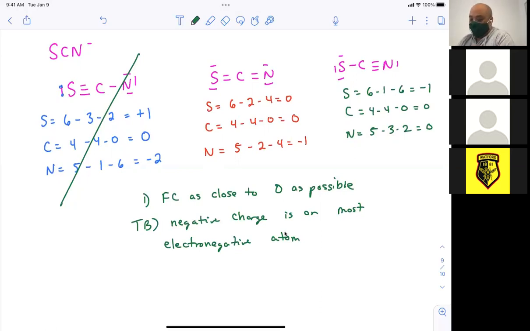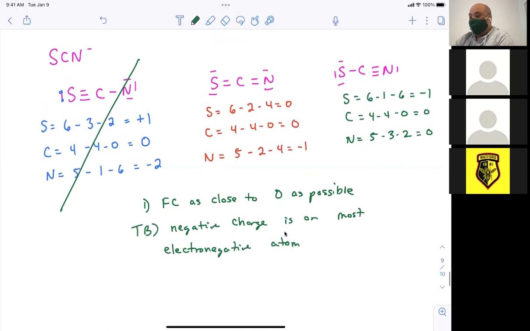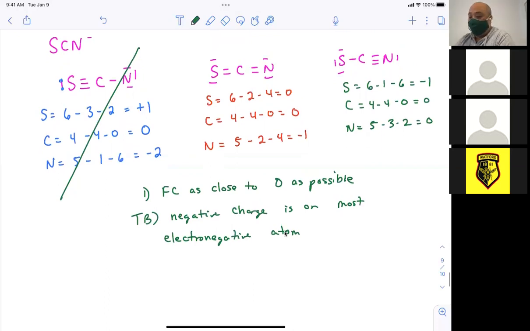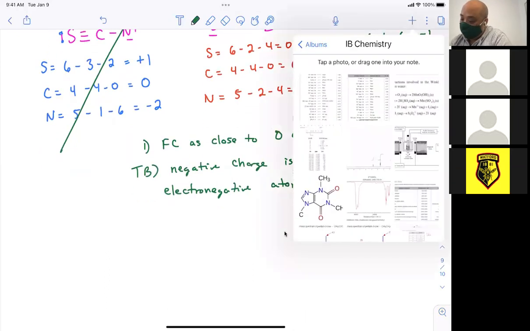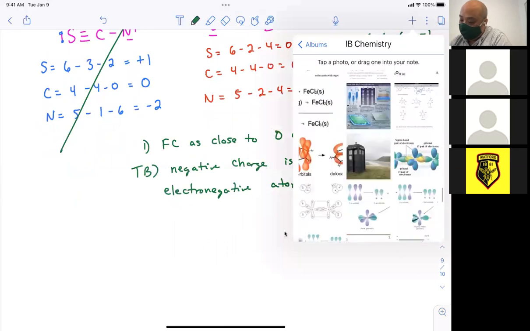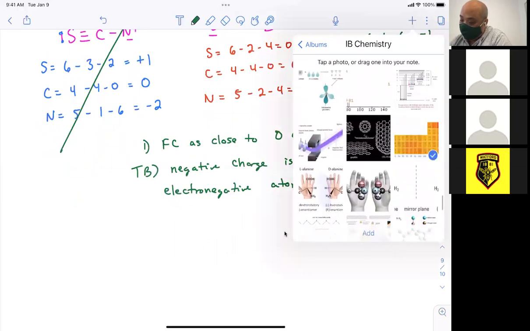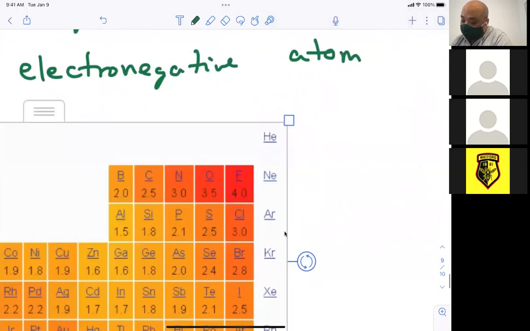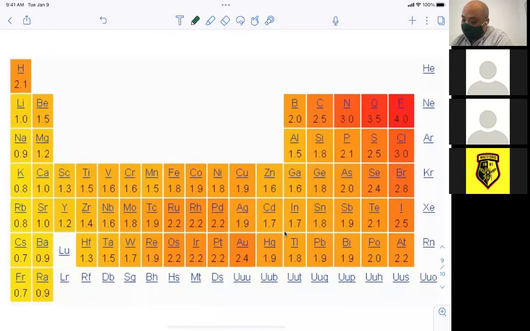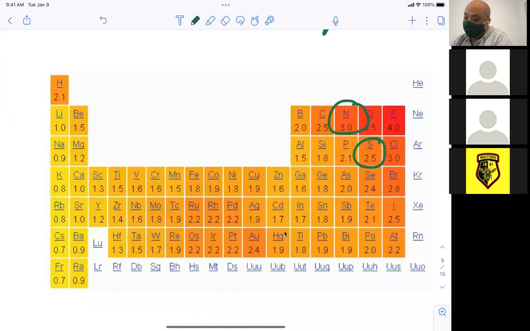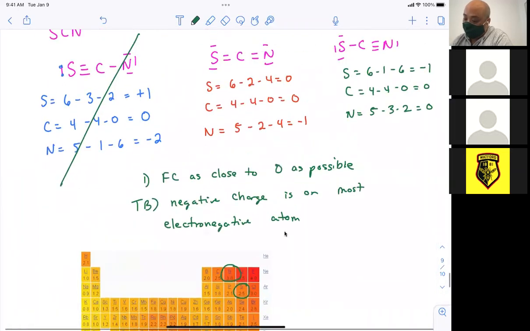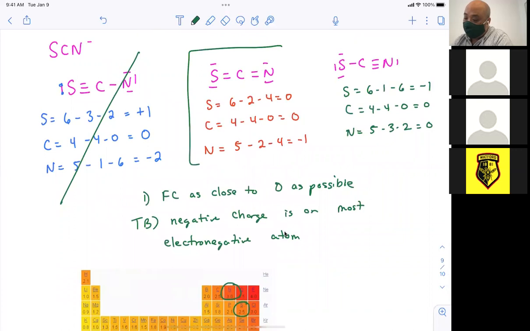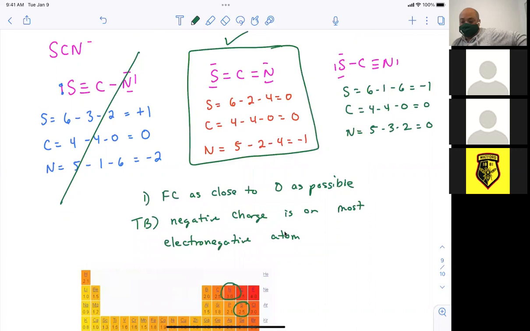So these both have a -1 charge on one atom. One's on the N, one's on the S. So you go to look at the electronegativity, and I'll put it in here again to show y'all. And you find that S is less than N, which means that N should have the -1 charge, which means this is the ideal structure.